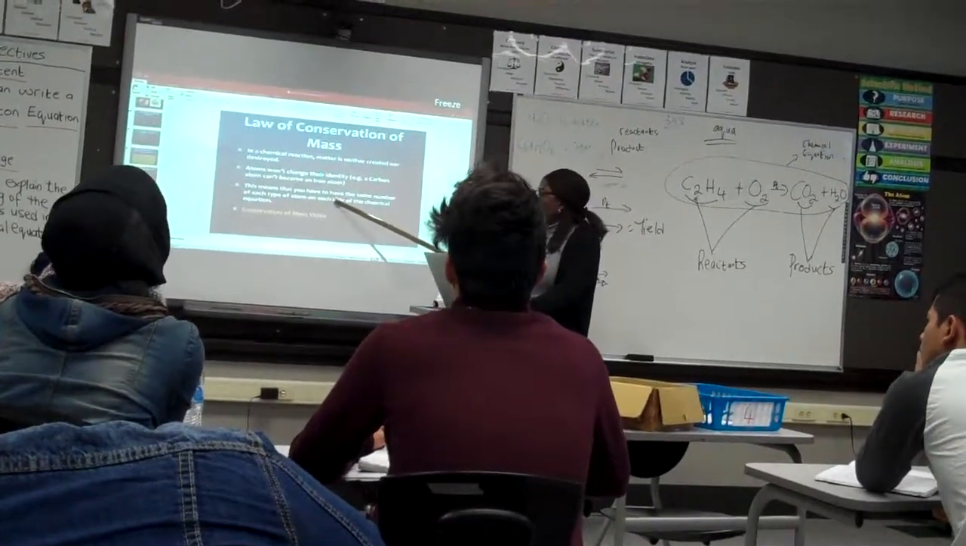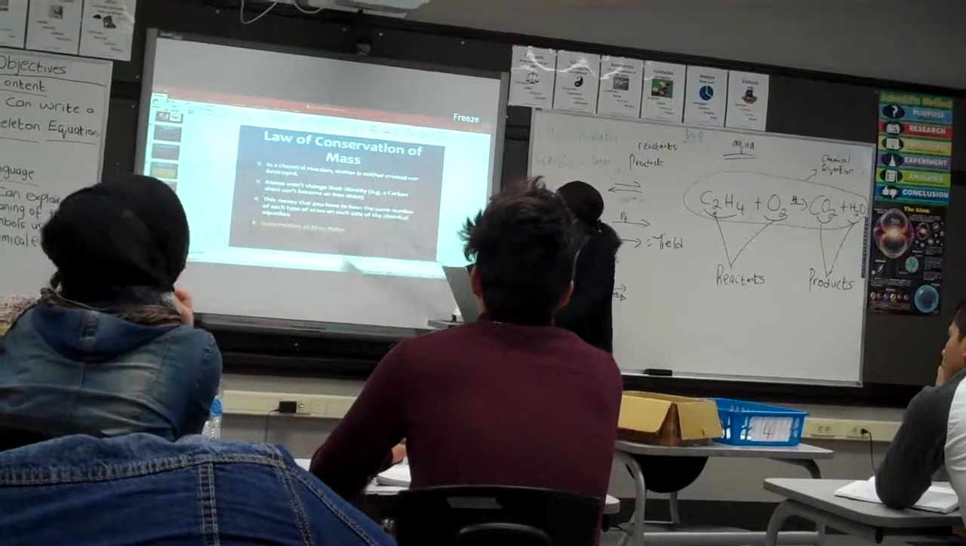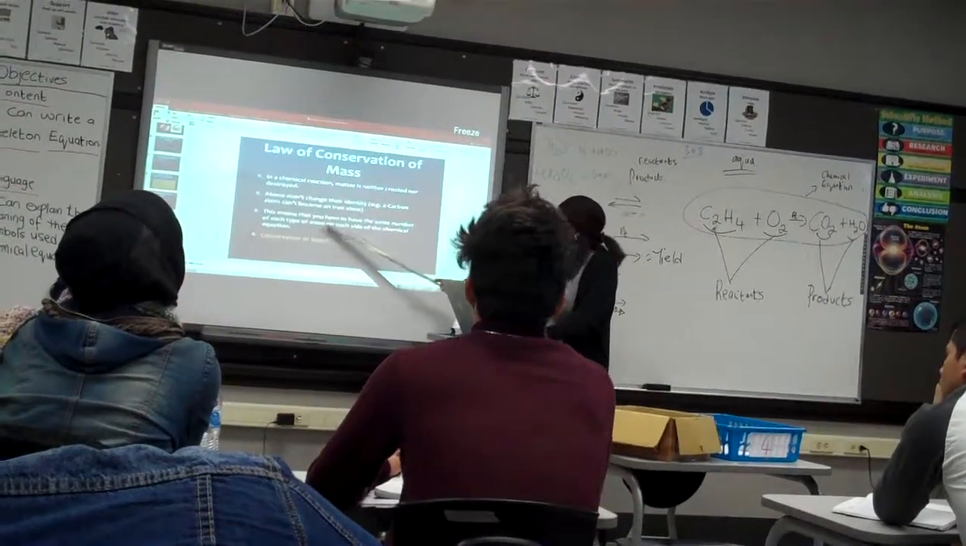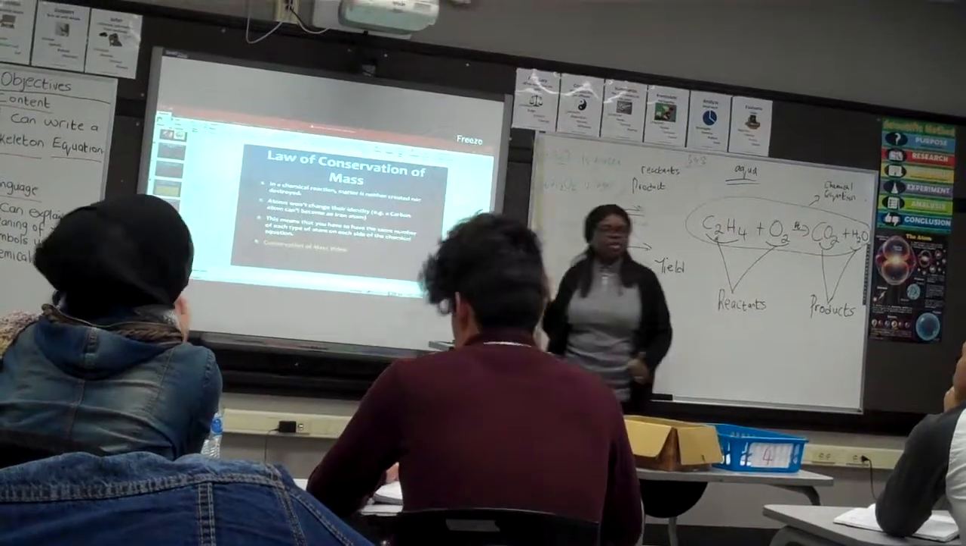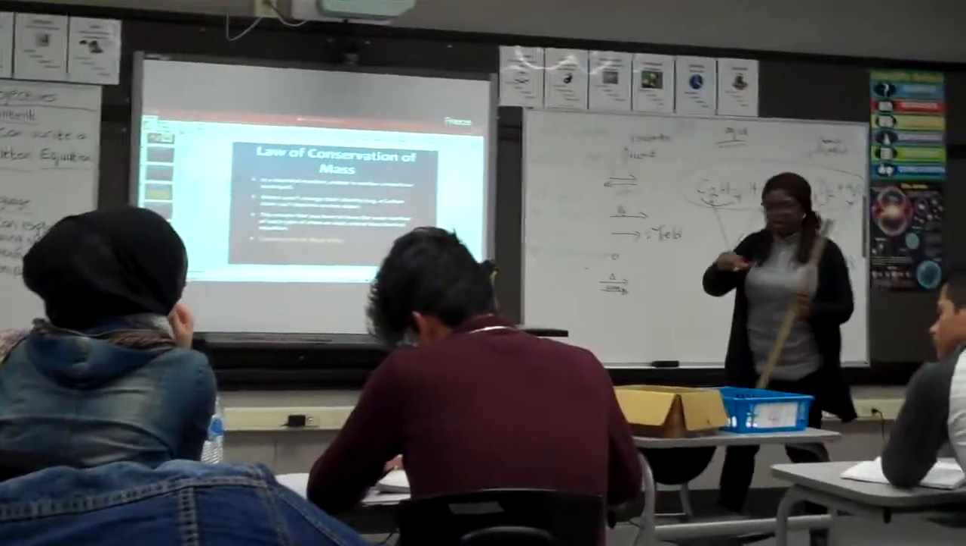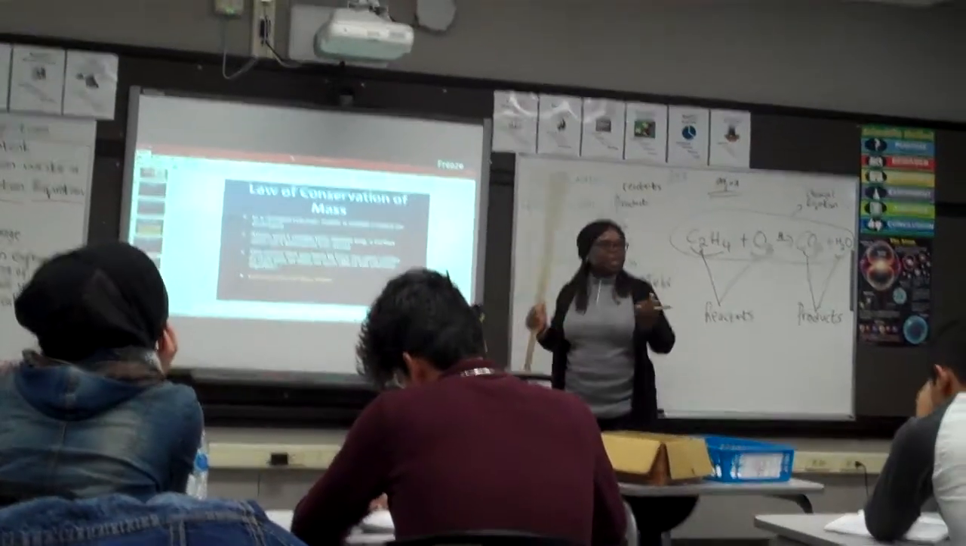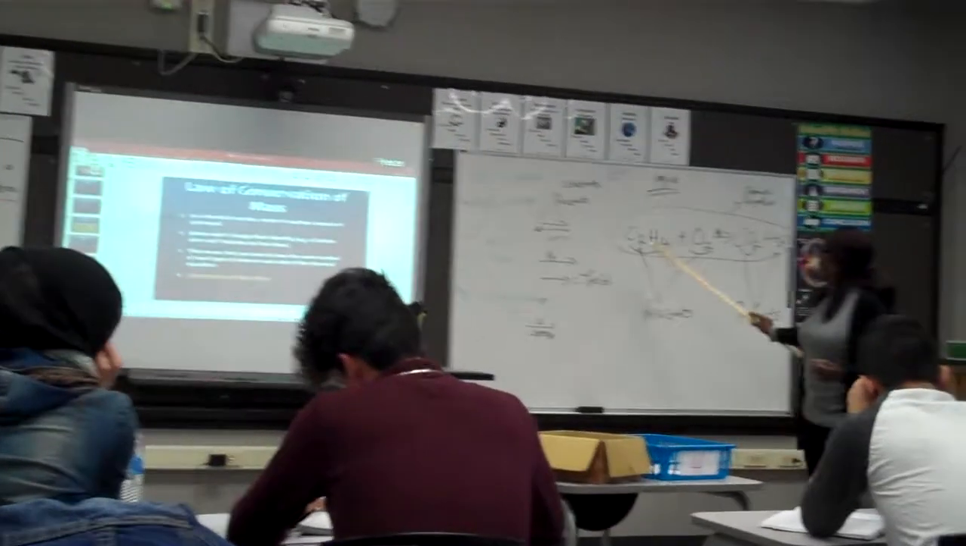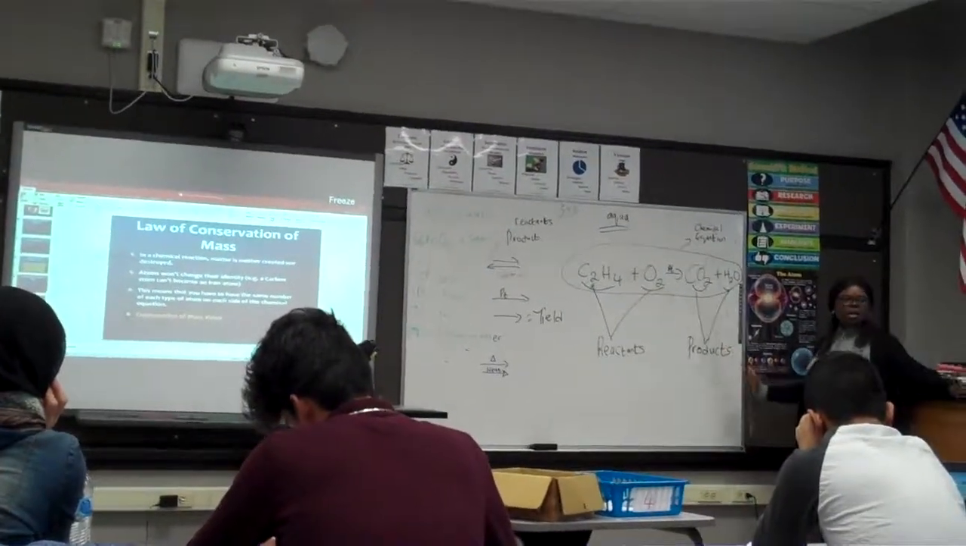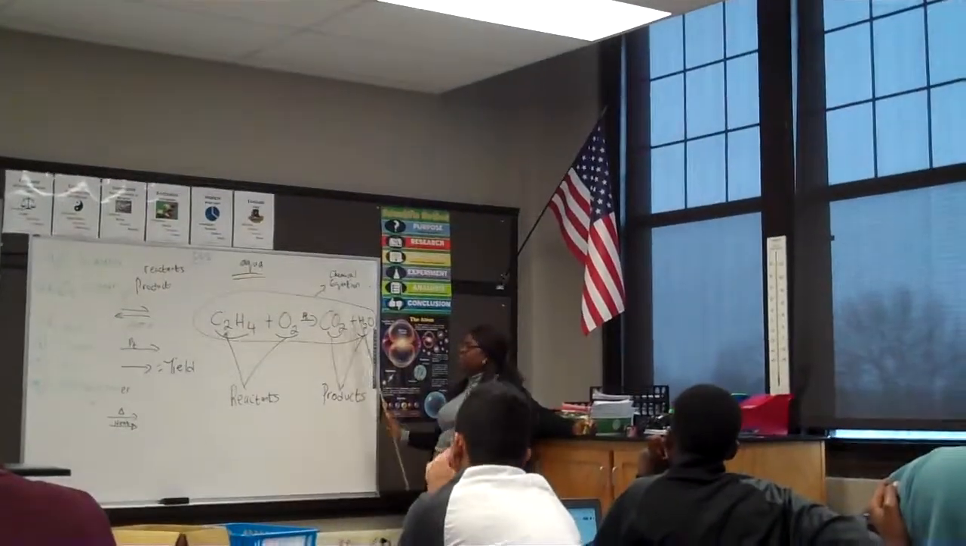This means that you have to have the same number of each type of atom on each side of the chemical equation. Exactly. The same number on each side of the chemical equation. But do we have the same numbers here? Yes. Okay, let's find out. Do we have the same numbers?